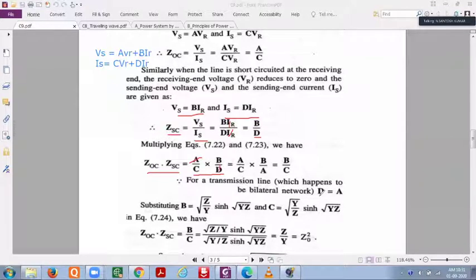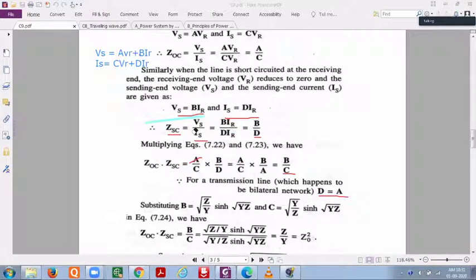Because for a transmission line, A is equal to D. So I'm replacing D with A. When A and A get cancelled, I'm left with B by C. Is that clear? I have found ZOC and ZSC, and after finding them, I simplified by multiplying them. When I multiply ZOC into ZSC, I get B by C. So that is the point.